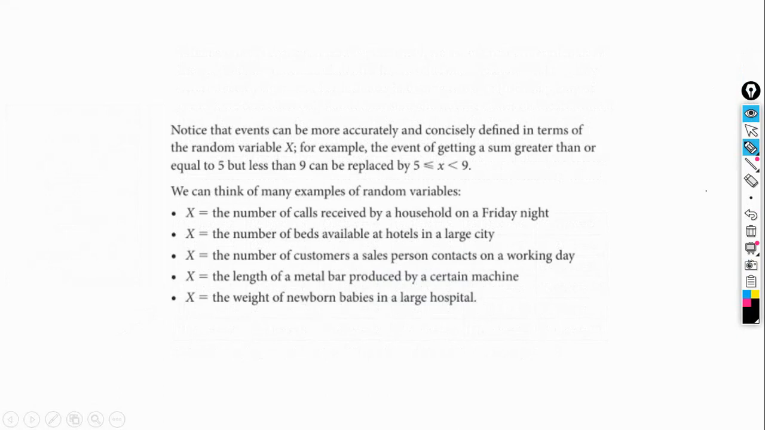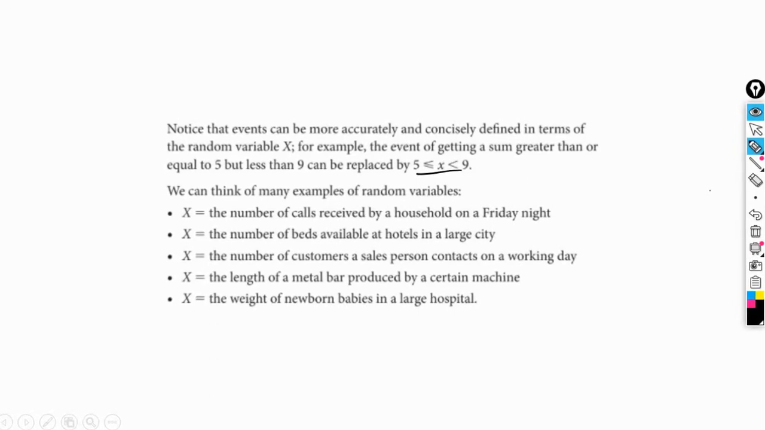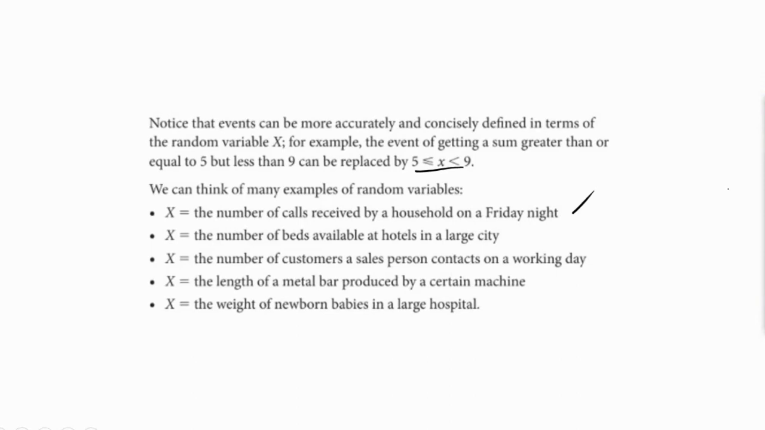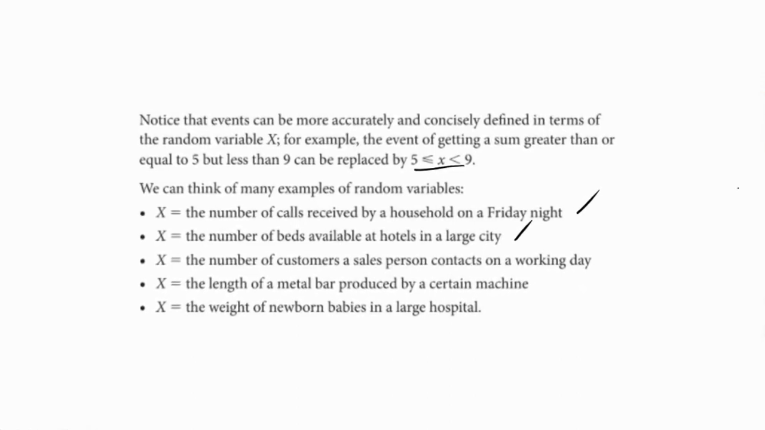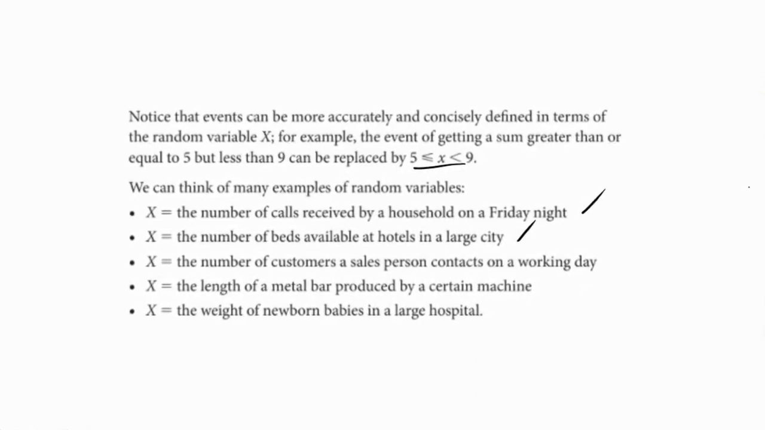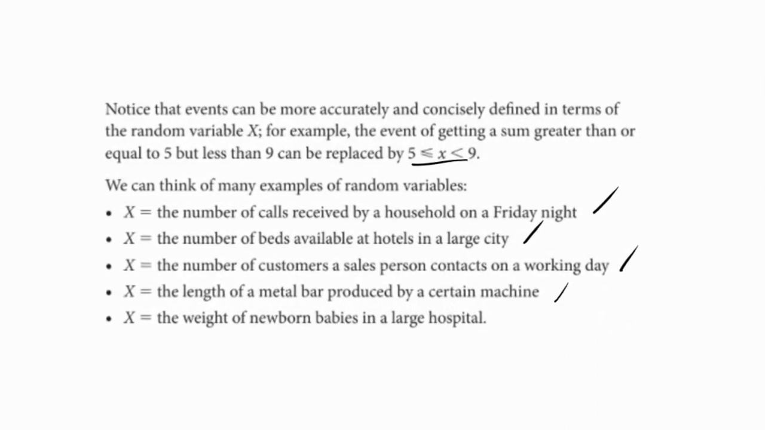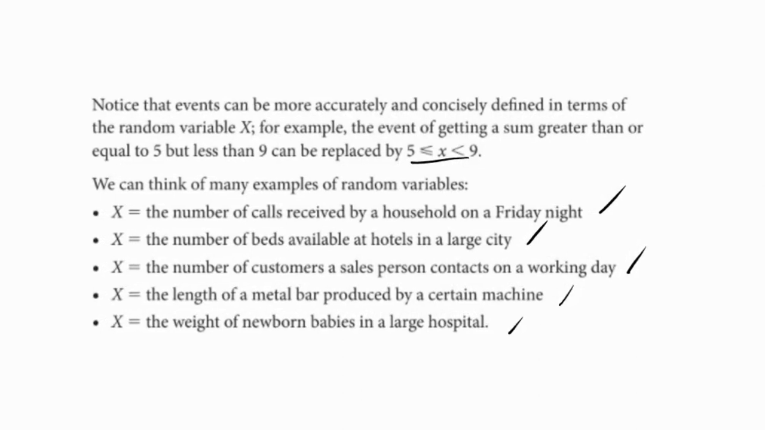Notice that events can be more accurately and concisely defined in terms of the random variable X. For example, the event of getting a sum greater than or equal to 5 but less than 9 can be replaced by this inequality. We can think of many examples of random variables. For instance, the number of calls received by a household on Friday night, the number of beds available at hotels in a large city, the number of customers a salesperson contacts on a working day, the length of a metal bar produced by a certain machine, the weight of newborn babies in a large hospital.